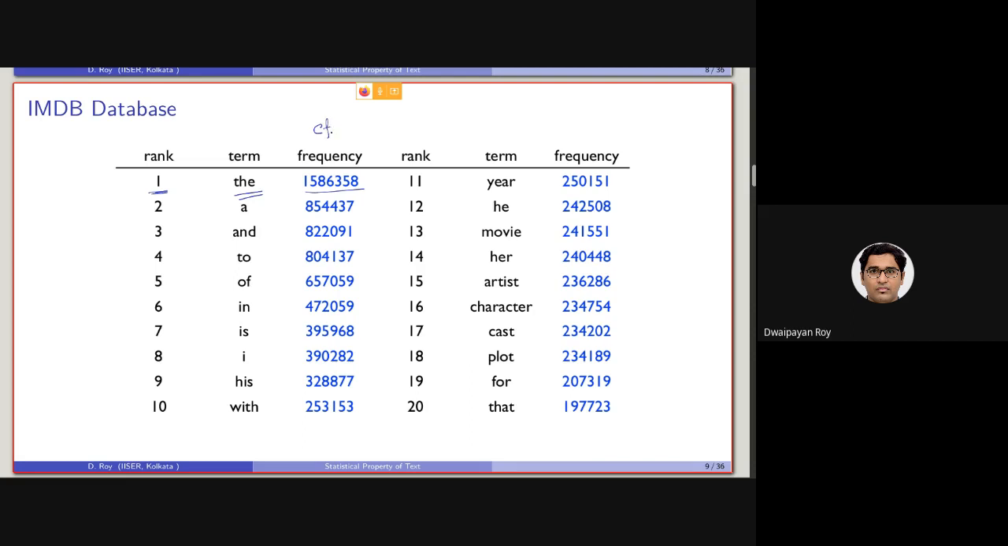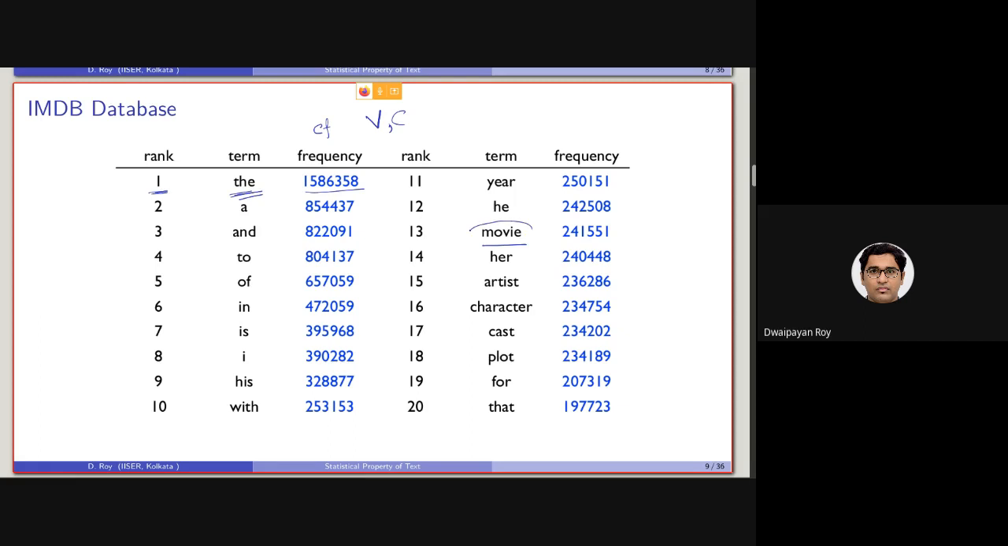That is the total number of times this term is occurring in the entire collection. So CF of the is basically 158,6358. CF of say movie is basically 241,1551. Now note that here some terms are stop words, but some terms are not stop words as such.